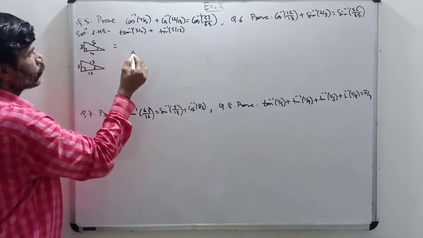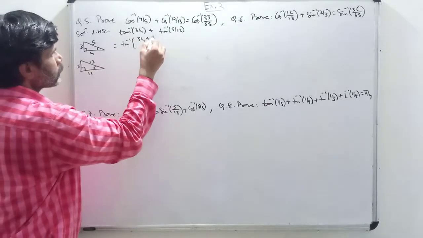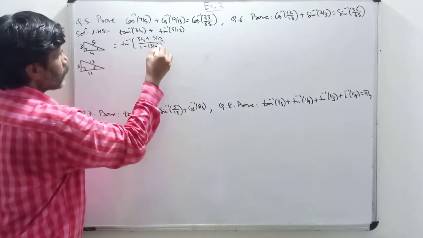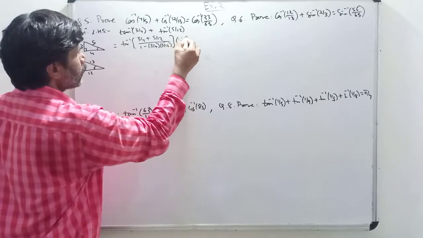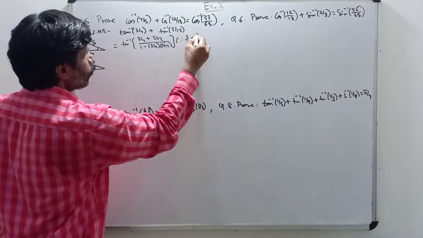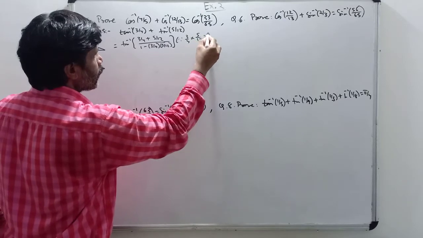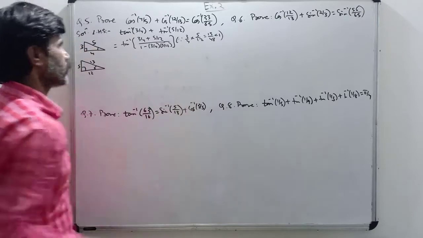So that is equal to tan inverse of x plus y upon 1 minus x into y. Why? Because here 3 by 4 into 5 by 12, that is how much? 15 by 48, which is less than 1.